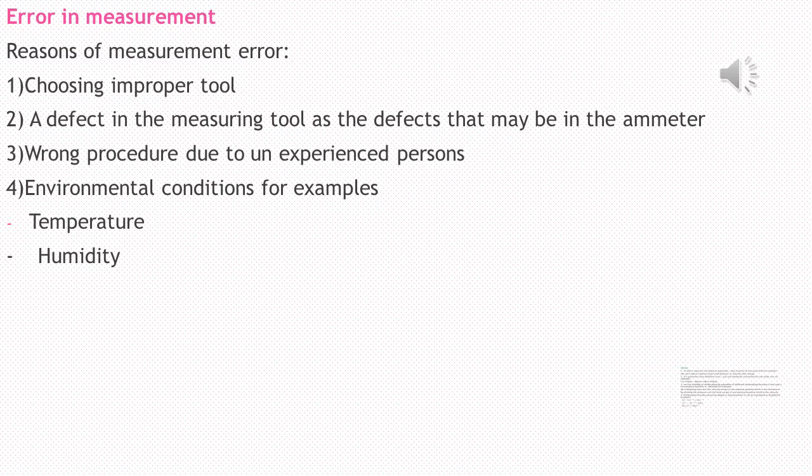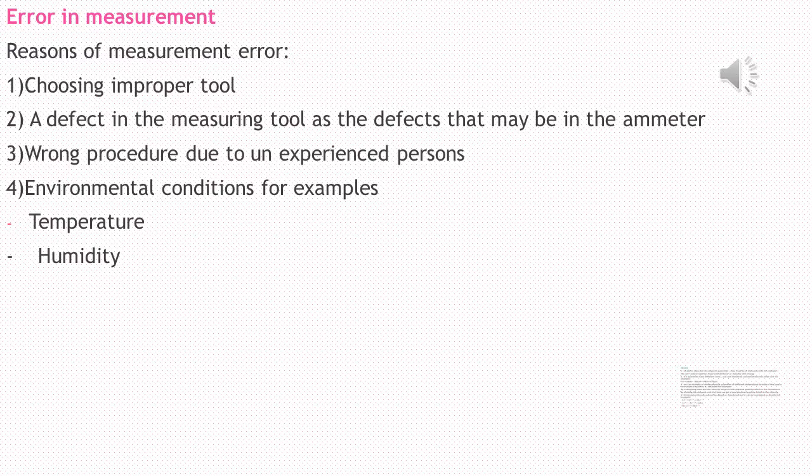Number two, a defect in measuring tools, or a defect that may be in the ammeter. An ammeter is a device used to measure the current intensity. In some cases, the ammeter has a defect. Okay. Number three, a wrong procedure due to inexperienced persons.